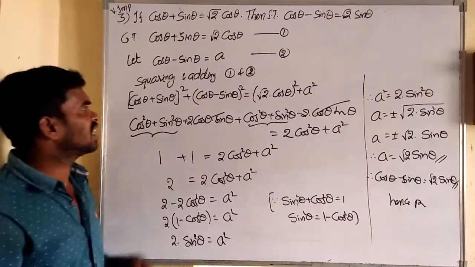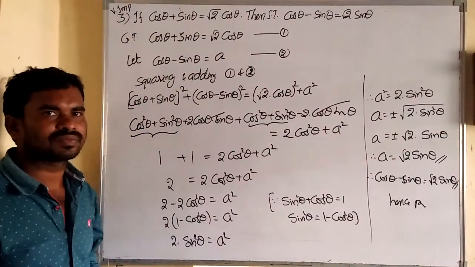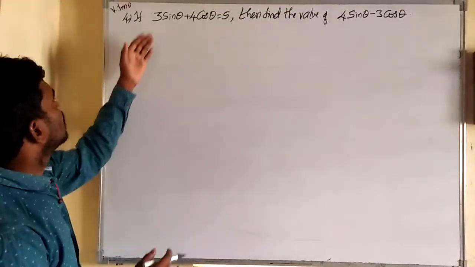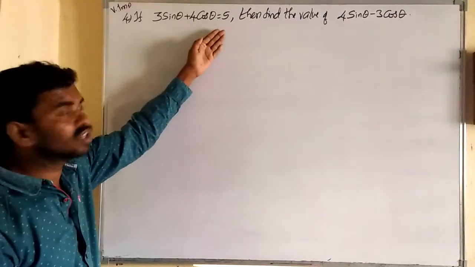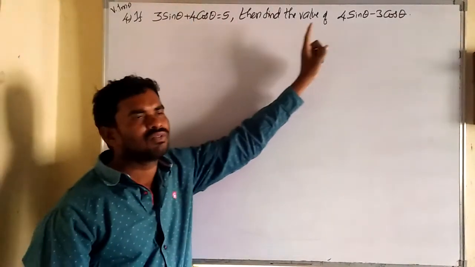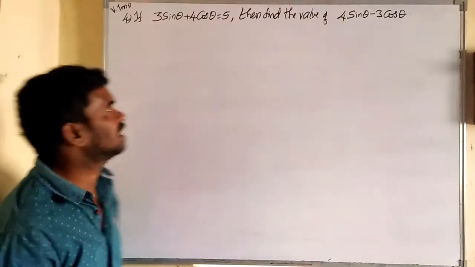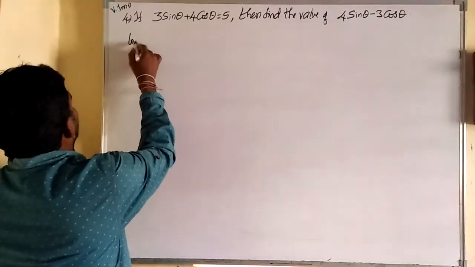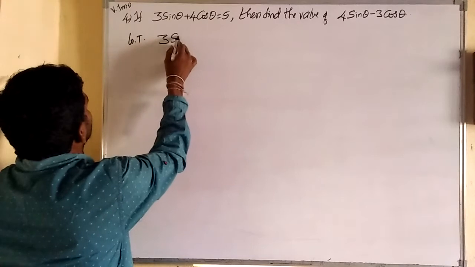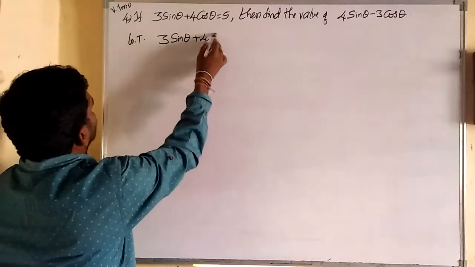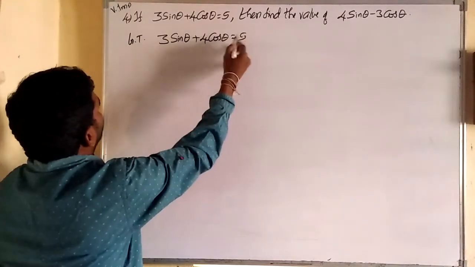Okay, for your convenience I will teach you one more question. Next, fourth question. If 3 sin theta plus 4 cos theta is equal to 5, then find the value of 4 sin theta minus 3 cos theta. Same way, given that 3 sin theta plus 4 cos theta is equal to 5.